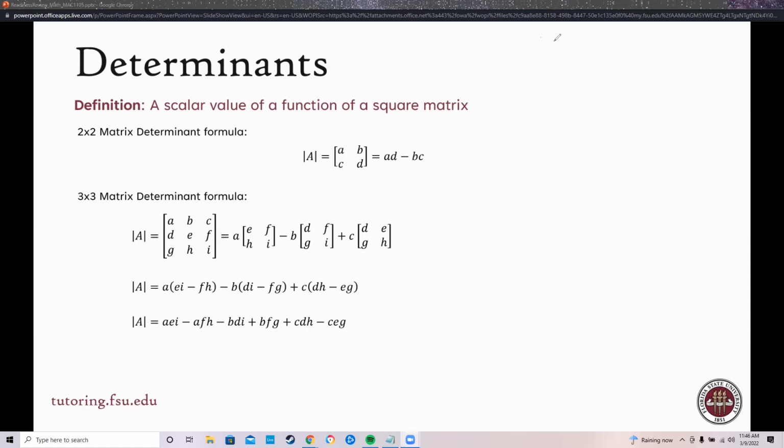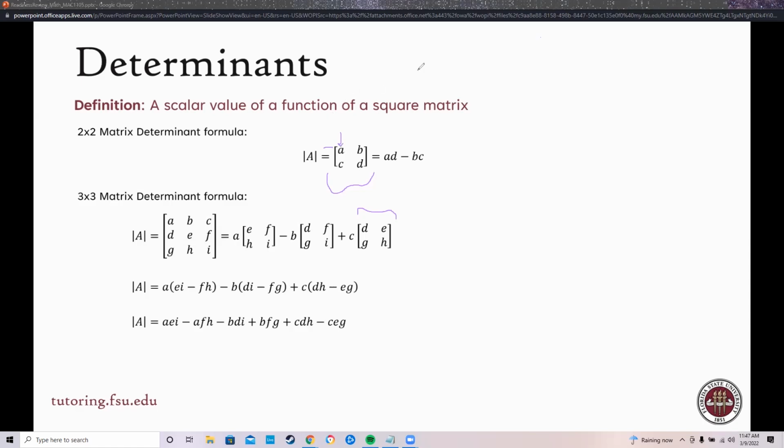In this video, we're going to talk about determinants, what they are and how to solve them. A determinant is a scalar value function for any square matrix. A square matrix is any array of columns and rows that can be arranged like this. Right here would be a row, A and B, and a column would be something like this, A and C.